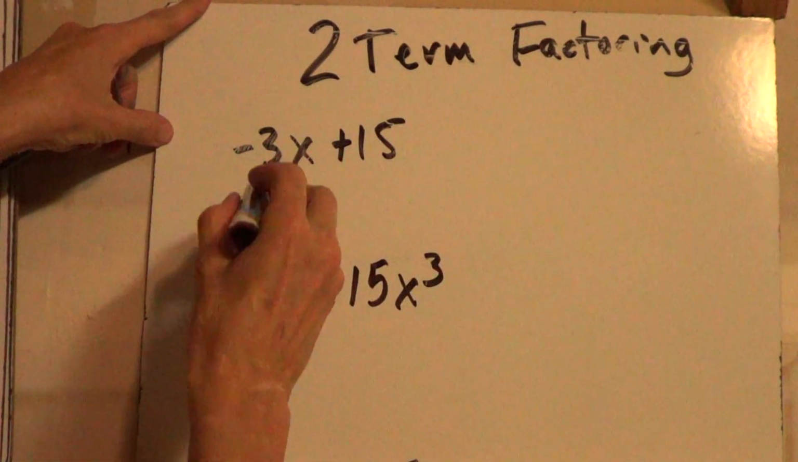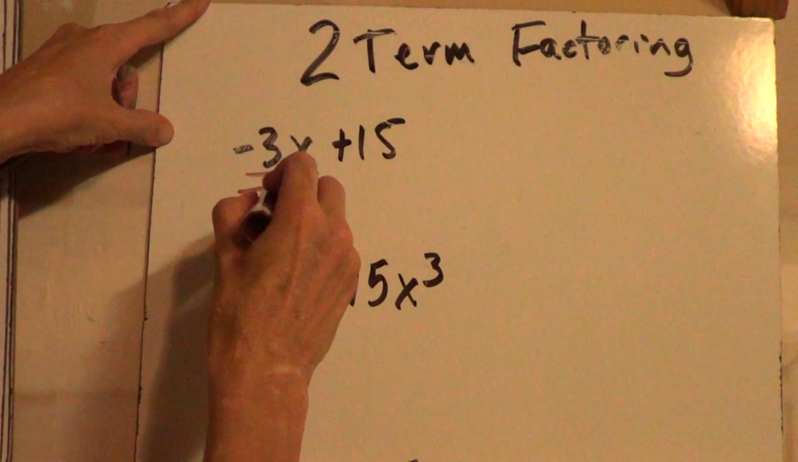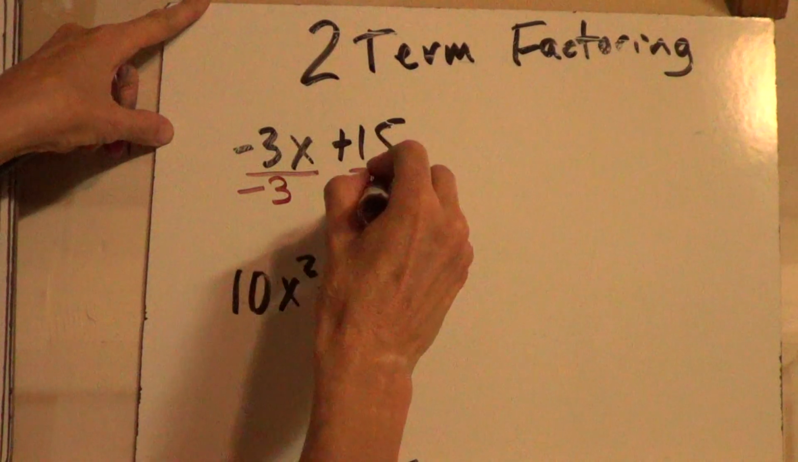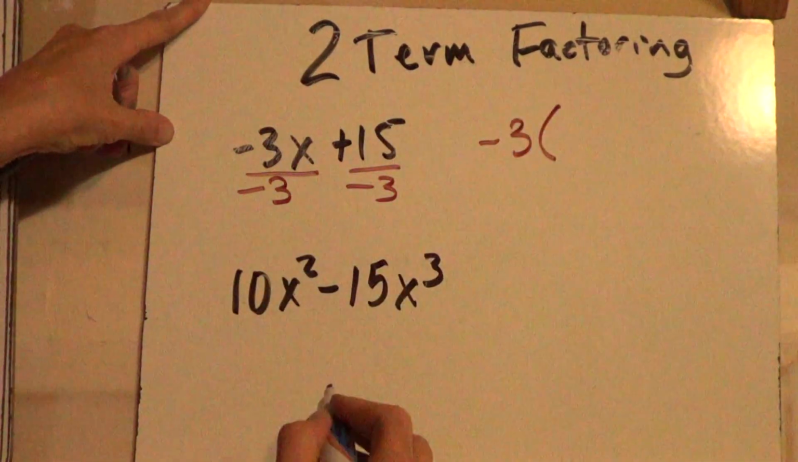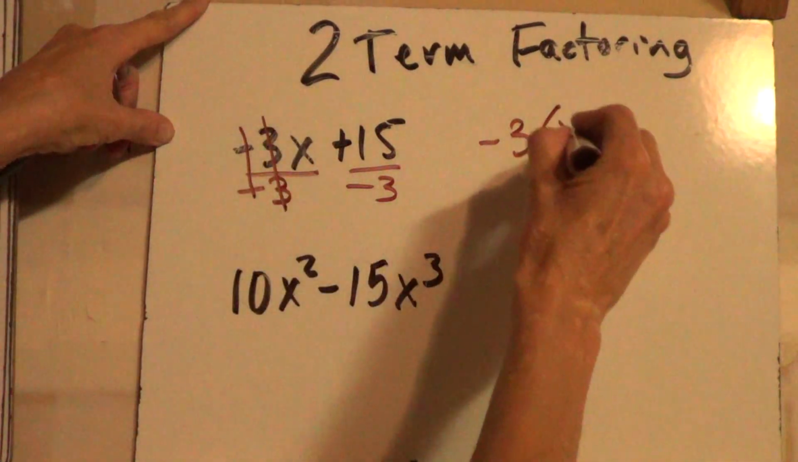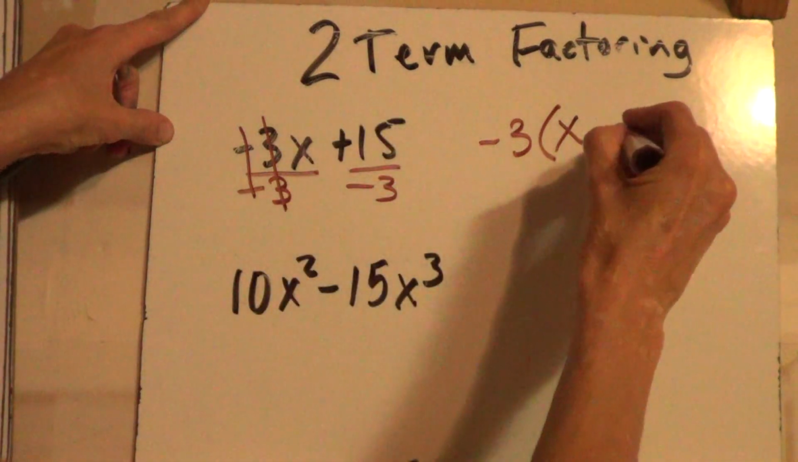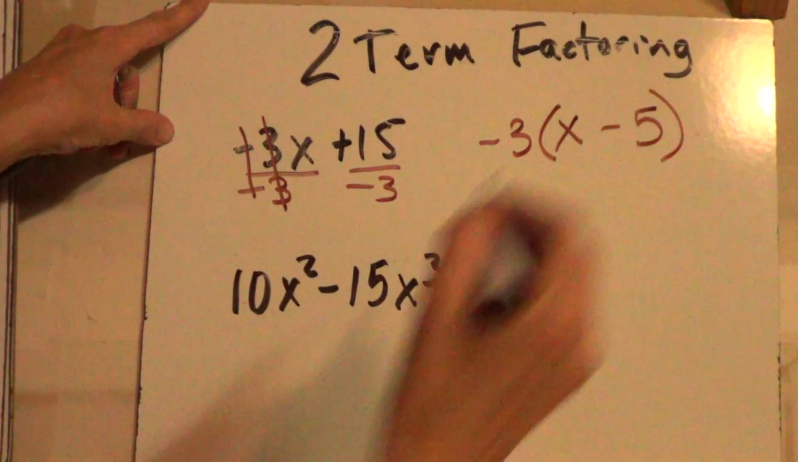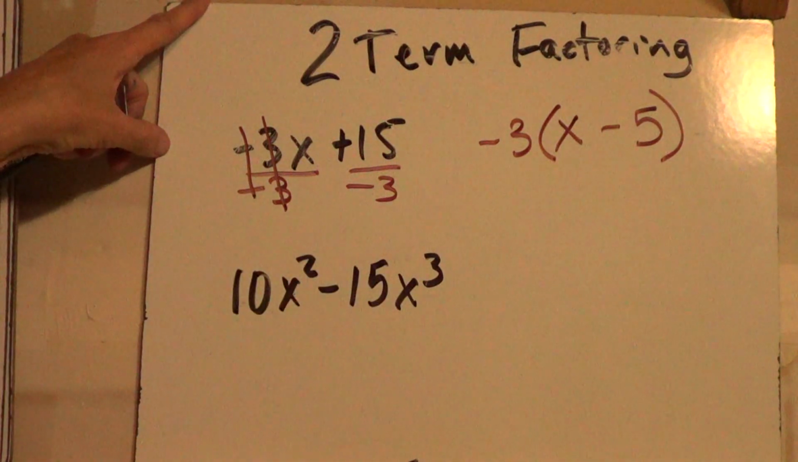What could I take into both of these? The largest amount I can think of. There's a negative off the front, so I always put negative. Negative 3. So I would write negative 3 out front. Now I reduce this. Negative 3 will go in there one time, so I have an x. Negative 3 goes into 15, negative 5 times. If I distribute, I should get what I started with, and I do.